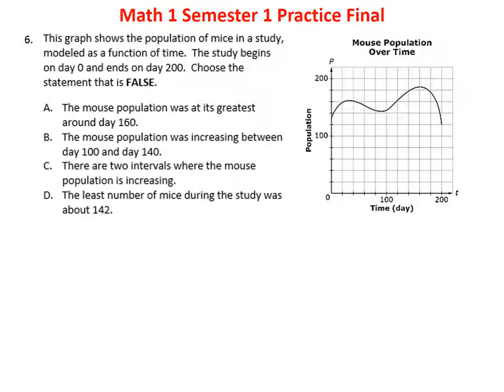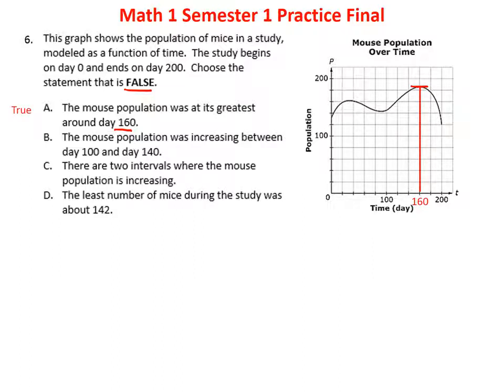Problem 6, we're asked to look at this graph and answer this question on this study on mice from 0 to 200 days, the population of mice, and find which one is false. We're going to identify each one. First, it says mouse population was at its greatest around day 160. If we draw a line around day 160, we see there's our top. And looking at the graph, obviously it is the largest one. This one is a true statement.